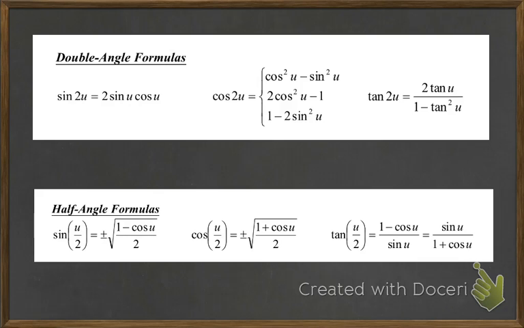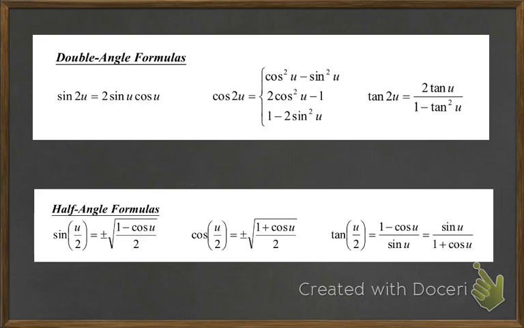So the double angle formulas are listed here. Notice that for the cosine of 2u, or the cosine of 2 theta, 2x, whatever variable you choose to use, there are three things listed there. It's not that you have to do all three, you just pick the one that is easiest for you, or based on the information that you are given in the problem, maybe one of them is a better fit to the problem you're working with. So you only have to pick one of those three things.